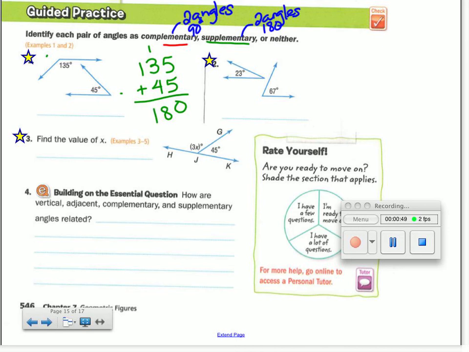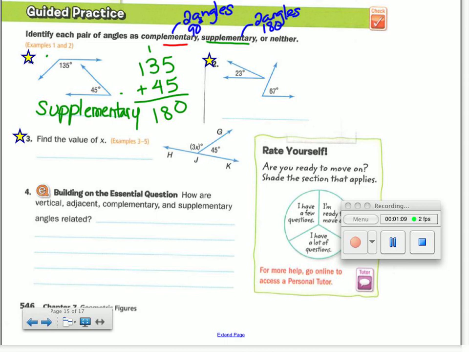I get 180. So what is the answer to this problem? Supplementary. Yep, because it is 180. This is supplementary, and we write out the whole word. And we can spell it correctly too because it's written right up there.